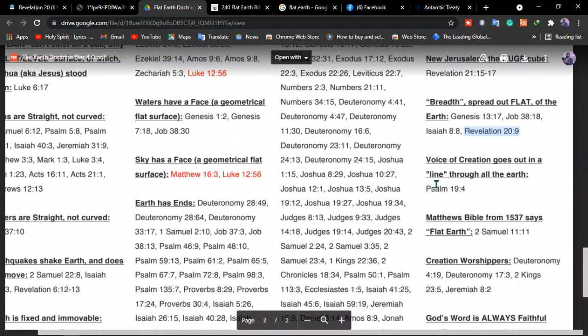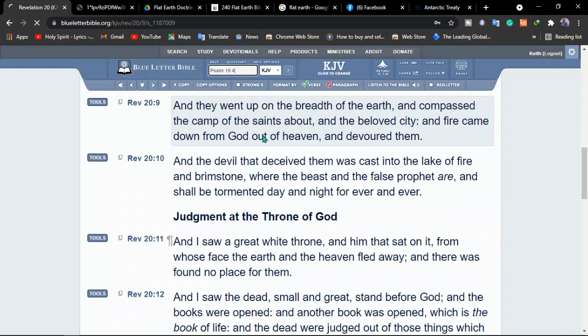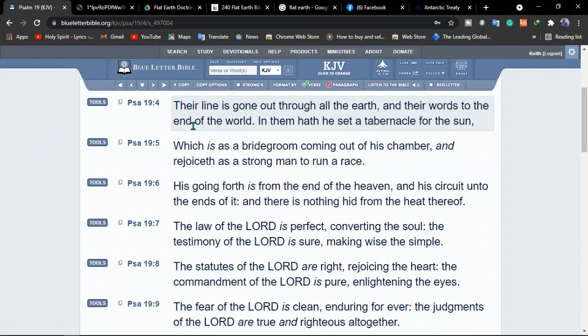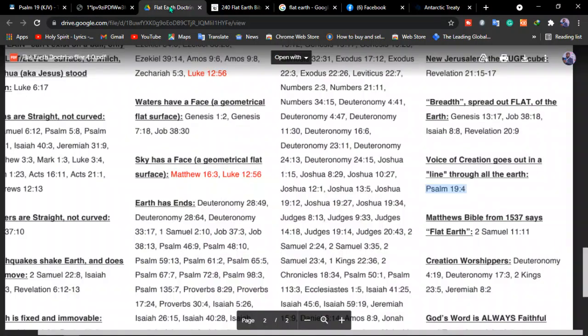Voice of creation goes out in a line through all the earth. Okay? In a line throughout all the earth. The voice of creation. Their line is gone out through all the earth, and their words to the end of the world. In them has he set a tabernacle for the sun. So when people are preaching, their words go to the ends everywhere in the earth. All right. Matthew's Bible from 1537 says a flat earth.